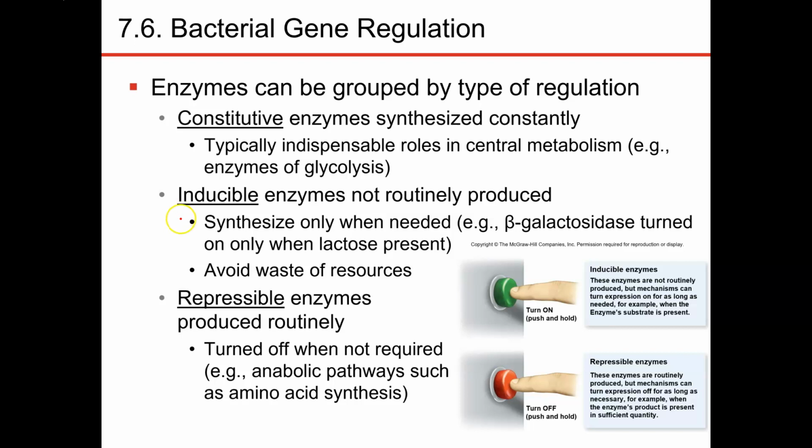So inducible enzymes are found mainly in catabolic pathways. And so they're only turned on when we have something we need to break down. Whereas repressible enzymes are found in anabolic pathways. So if we don't need some enzyme or some material for the anabolic pathway, we've got enough there, we turn it off for that reason.